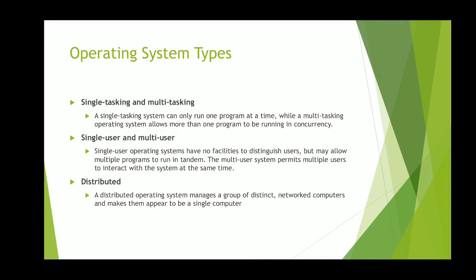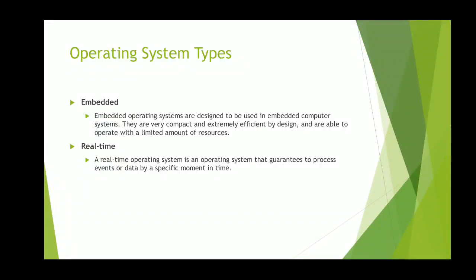A distributed operating system manages a group of distinct networked computers and makes them appear to be a single computer. So there are multiple nodes in the computer, and this distributed operating system manages all the nodes and makes them appear as a single computer. The next type of operating system is the embedded operating system.